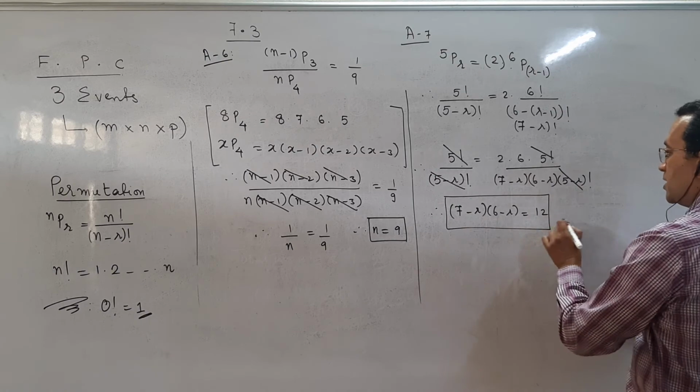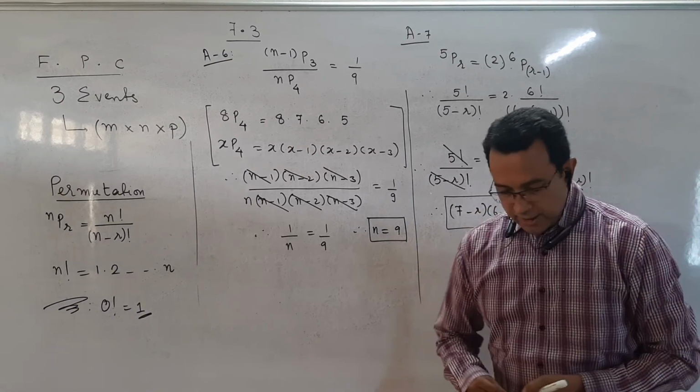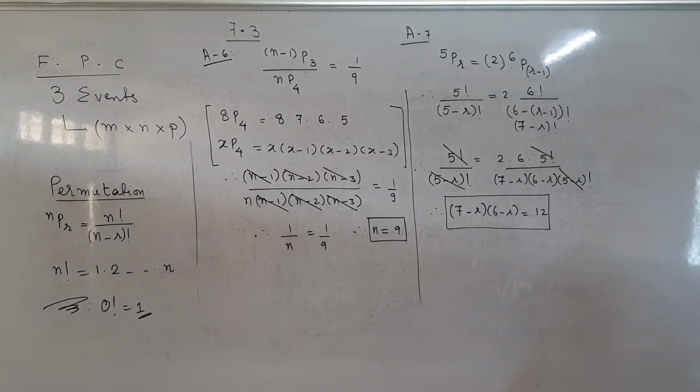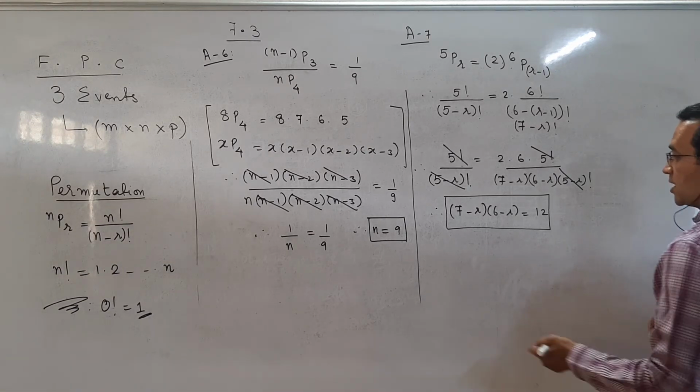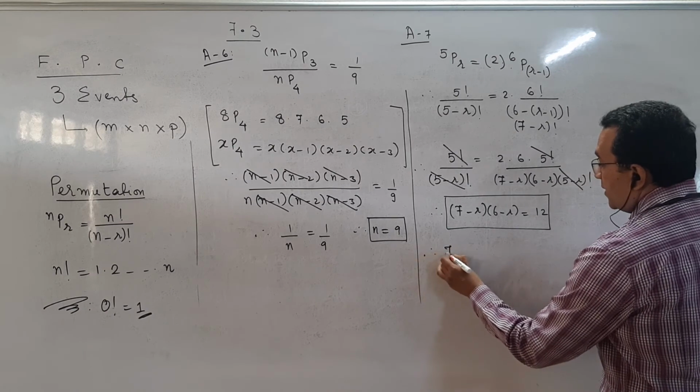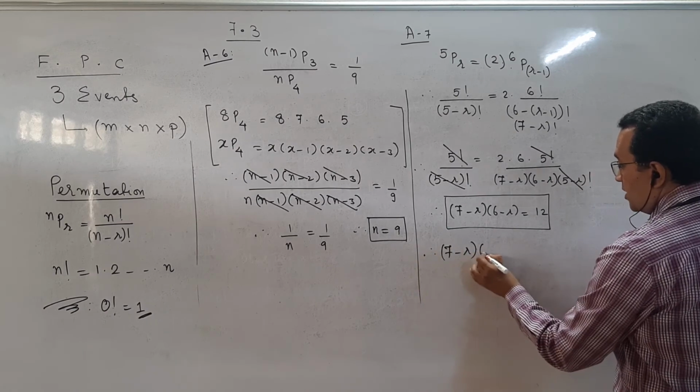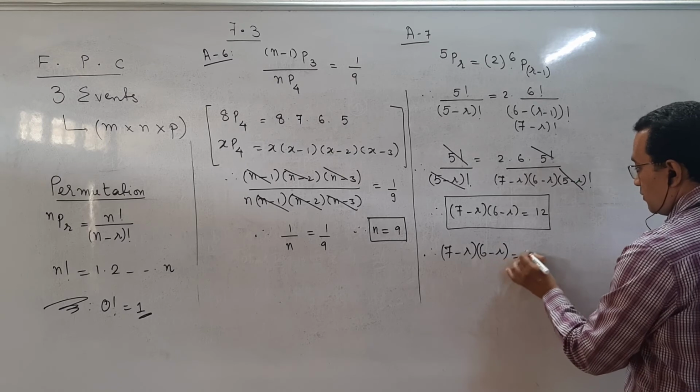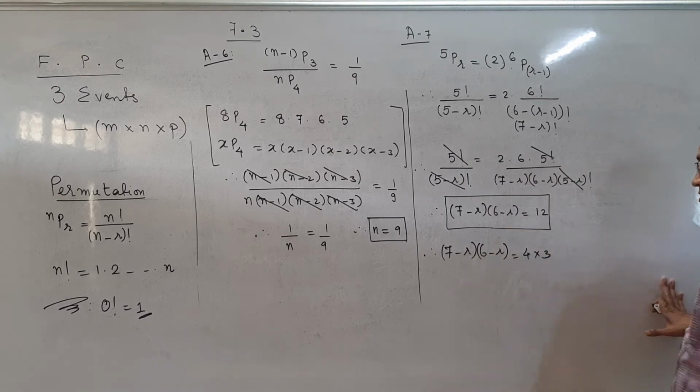Now one simple way is to go for expansion and then factorize and get the answer. One simple traditional way is to expand, factorize and get the answer. But I have a shortcut technique for you students. My left hand side is consecutive decreasing factors. So 12 can be written as consecutive decreasing factors. Means 12 written in consecutive decreasing factors is 4 into 3.